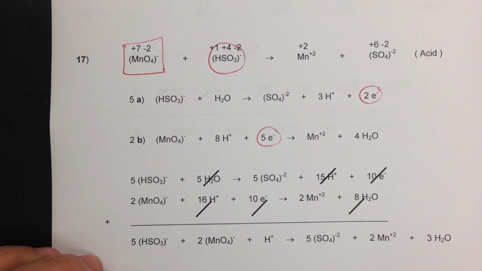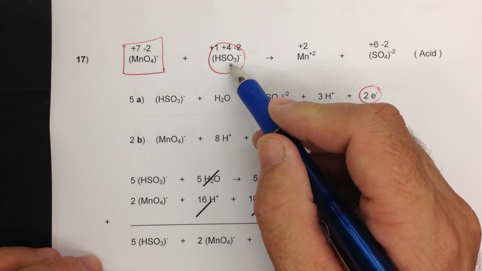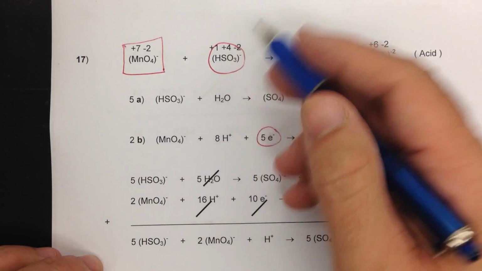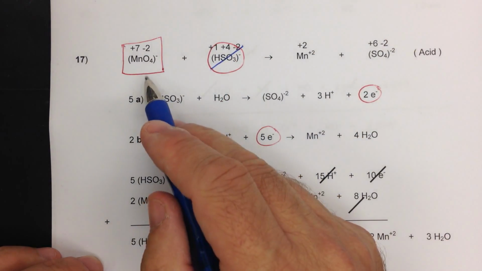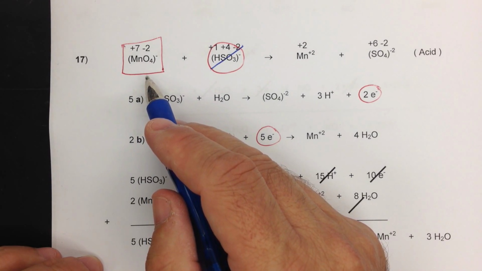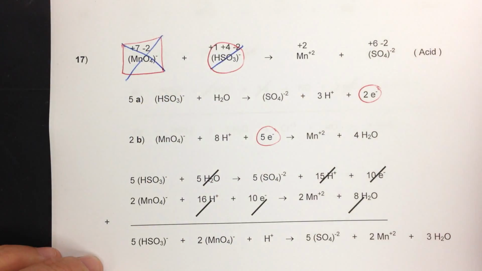According to the back page of the homework, place an X over the oxidizing agent and place a slash over the reducing agent. So since this material was oxidized, it is the reducing agent, and I'll indicate that with the slash. Since this material was reduced, it's the oxidizing agent, and I'm going to label that with an X.